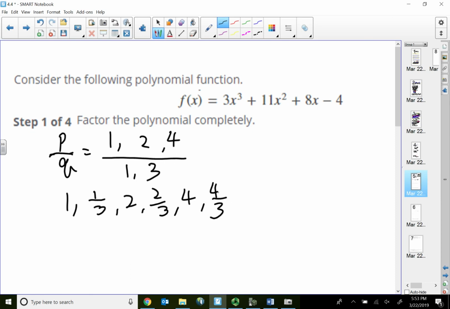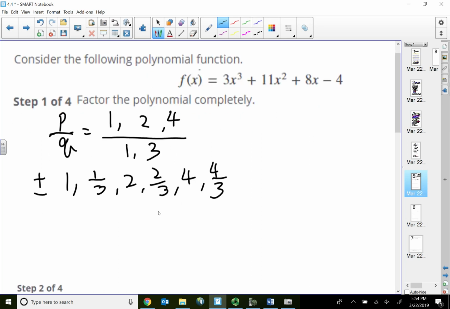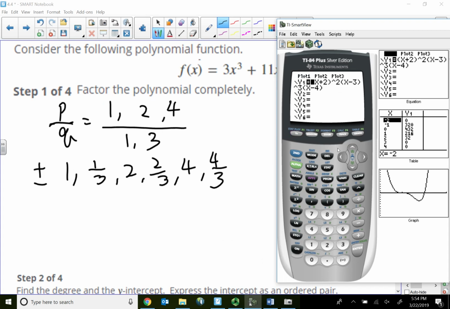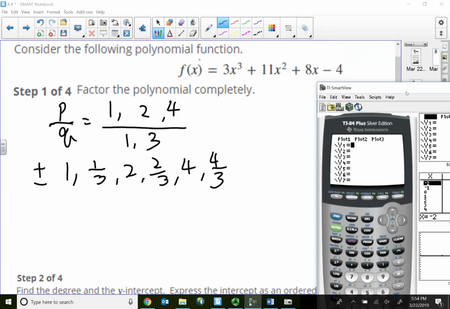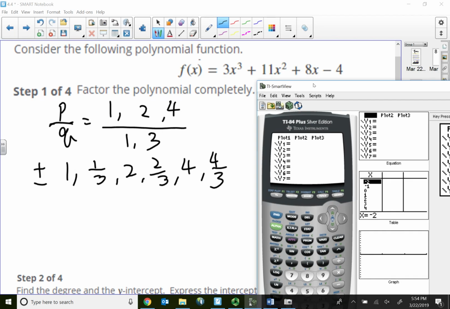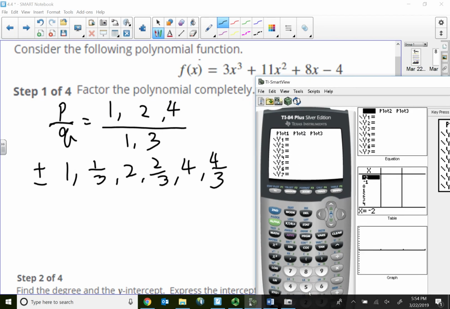Okay, so these are my positive ones, so I can have a negative one. So I'm just going to put plus or minus right in front. All right, so all my potential rational zeros are going to be within positive 4 to negative 4. So let's go see which ones are my actual zeros. The next step is to plug into the calculator. This is basically exactly the same thing as we did in section 4.3 when we were finding the zeros.